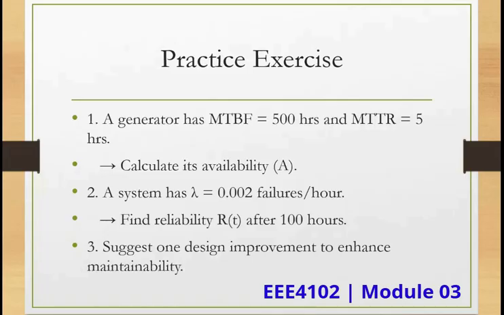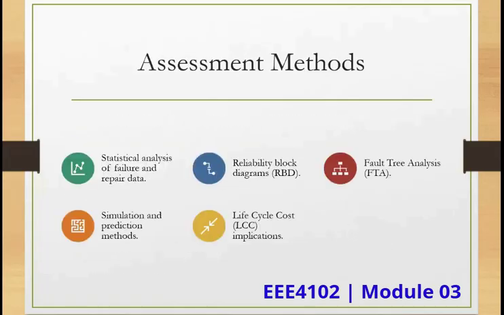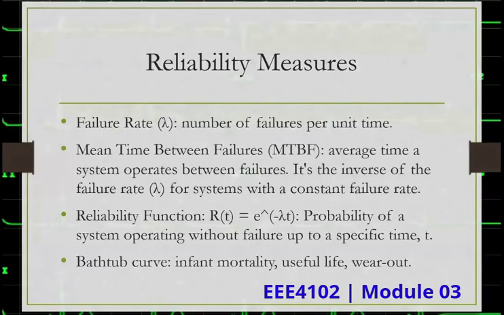Then we have number 2. A system has a lambda of 0.002 failures per hour, and we are expected to find the reliability R of t after 100 hours. I don't know if you still remember the formula. Let me take you back shortly on this. So the reliability function, you see that R of t? Get that formula because I want you to give me the value. I want you to do it yourself.